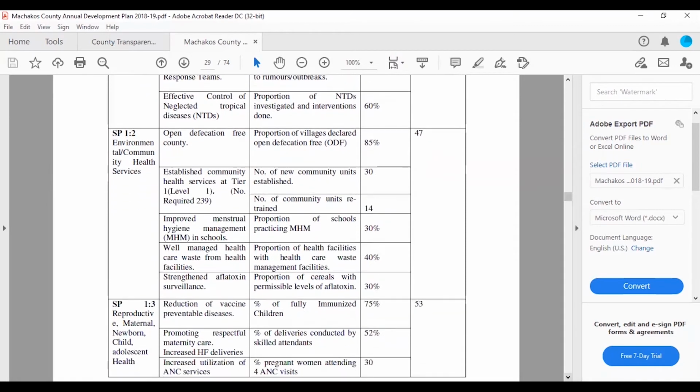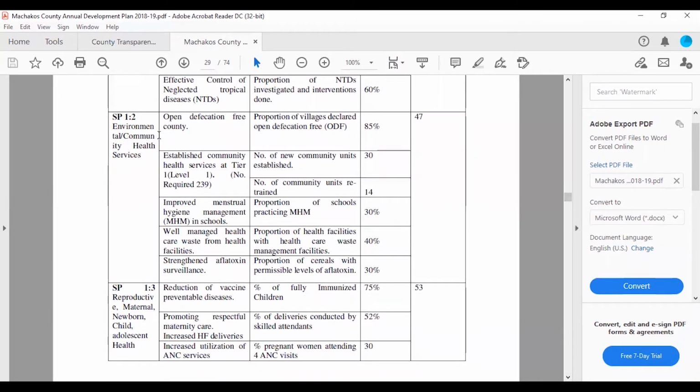The other subprogram on health is environmental and community health services. Here the key outcome is an open defecation free county, the performance indicator is the proportion of villages declared open defecation free, and the target is 85%. Then they said established community health services at tier level 1, and the performance indicators are the number of new community units established and the number of community units retrained.